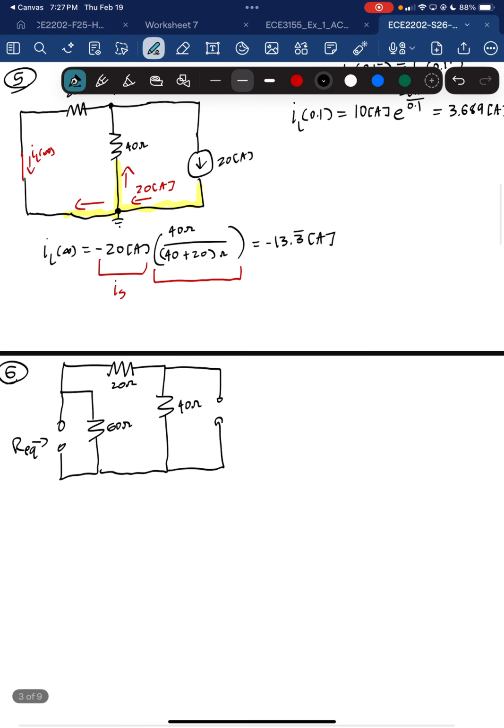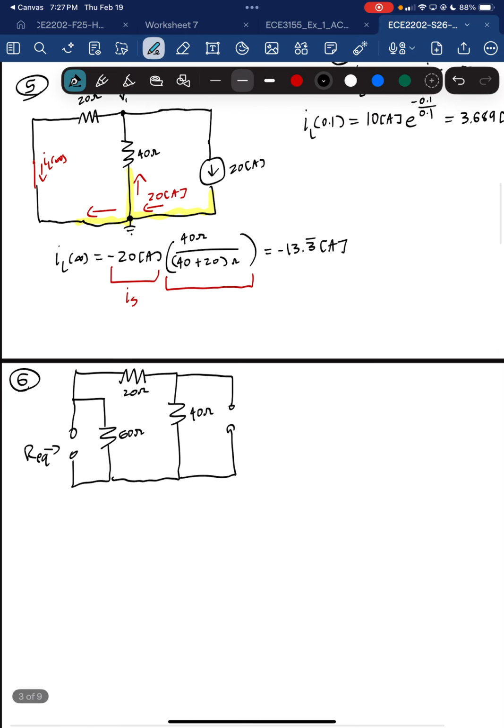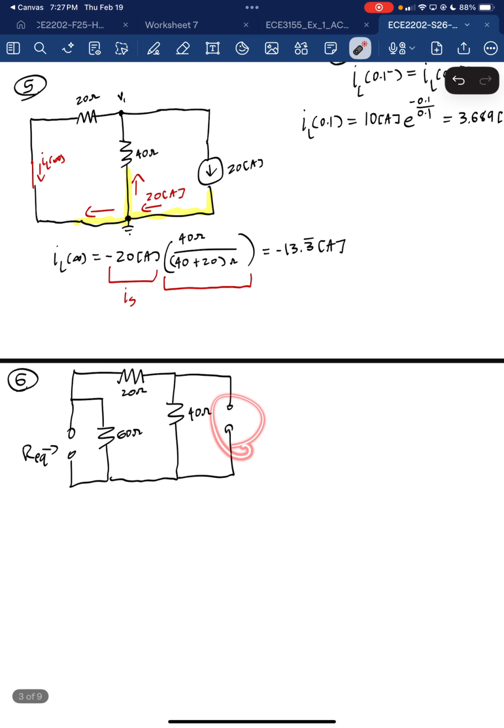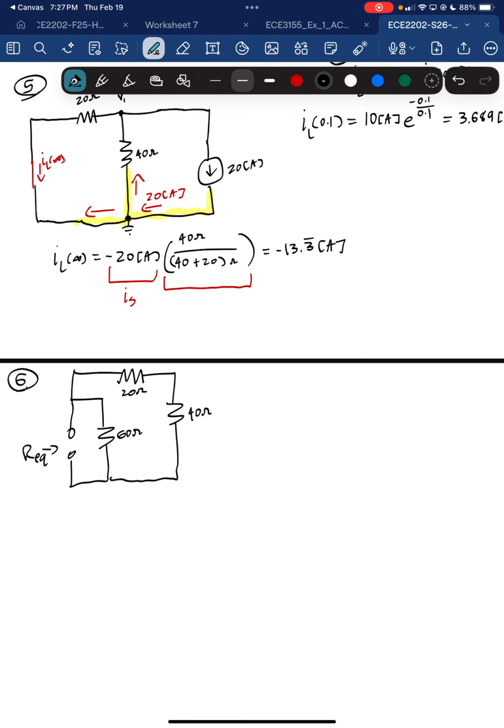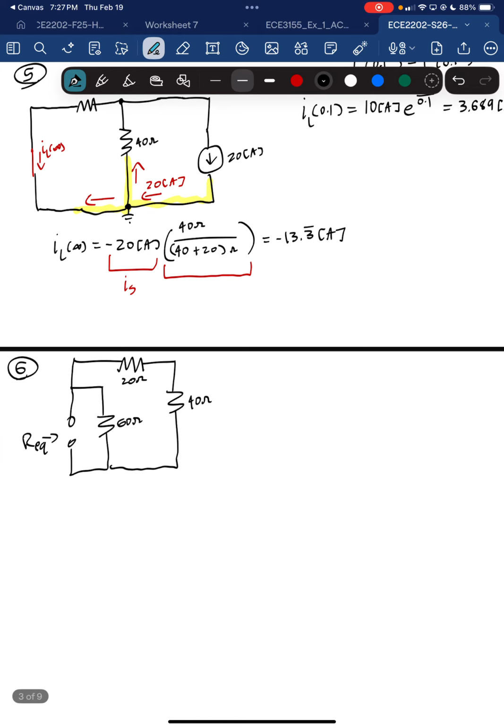All right, and we're going to do our equivalent method because that's the easiest way to do this, so all the current sources turn into open circuits. That's why this is drawn as an open circuit here. And just to simplify things a little bit, I'm going to remove that entirely. And hopefully it's pretty obvious what the equivalent resistance would be here. 30. 30, yeah.